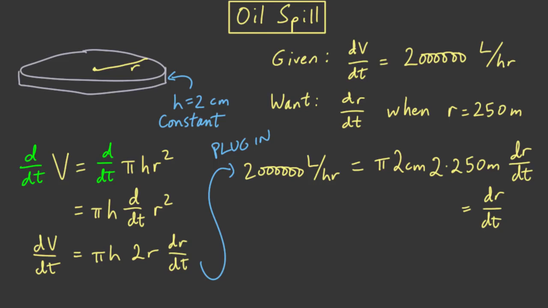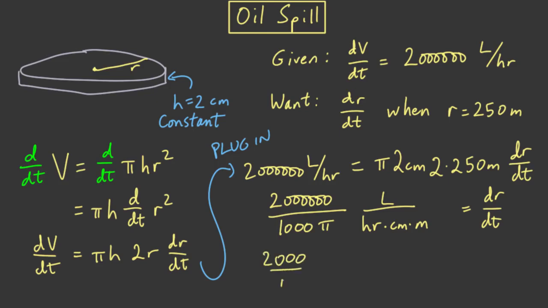And then on the left, we've got 2 million divided by, let's see, π, 2 times 2 times 250 is 1,000π. And that's our denominator. And then we have all of these units to deal with. We've got liters per hour from the left, and then we're dividing by the centimeters and the meters that are coming from the right. So this is a little bit of a mess, but we can transform all of these into common units of meters. So the fraction is just becoming 2,000 over π.